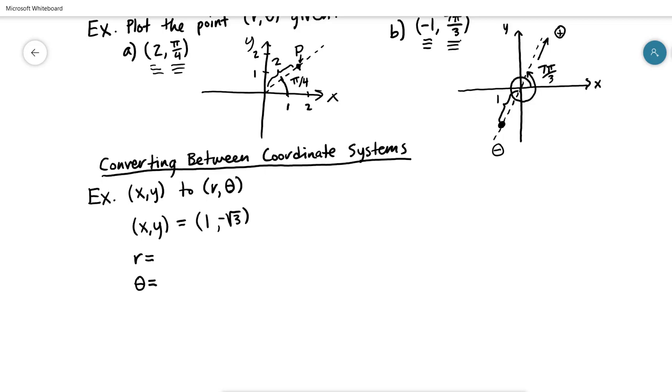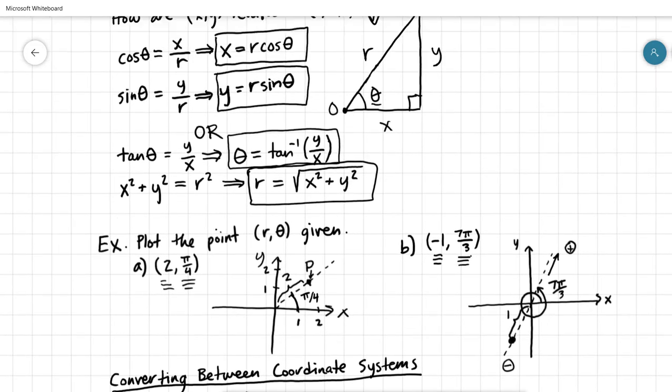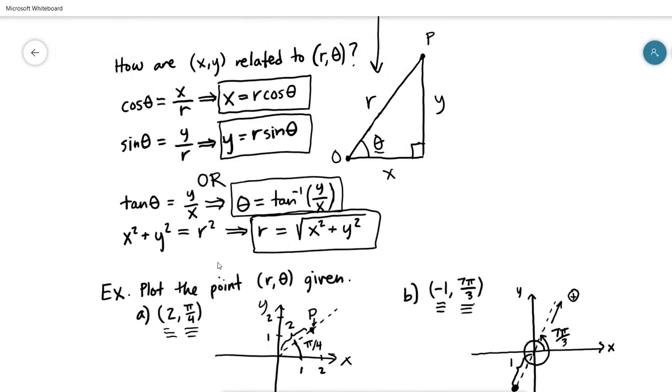To do that, we can go back up to these formulas that we highlighted here. These ones down here are the ones that are going to be useful in this case because they give us theta and r in terms of y and x. And in the problem I just gave us, x and y are given, and we want r and theta. So these are the formulas we'll use when we're going from x y to r theta.